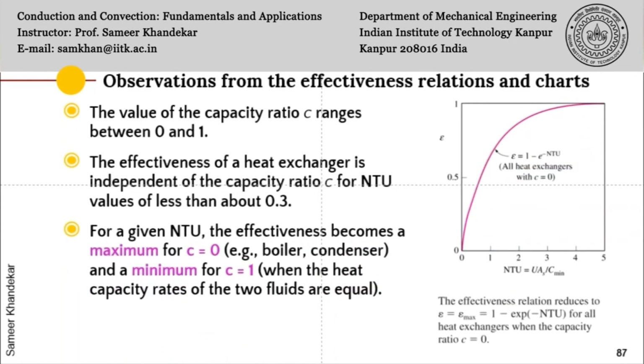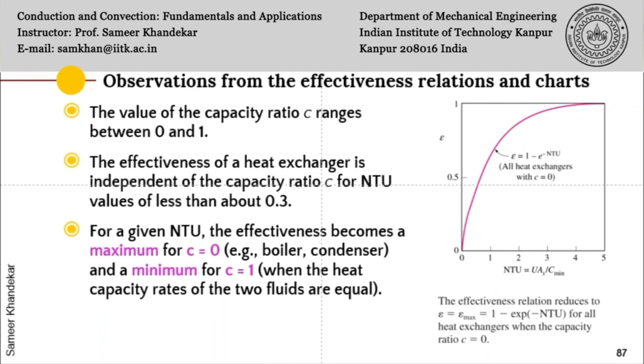So moving on, the effectiveness of a heat exchanger is independent of the capacity ratio for NTU values less than 0.3. We have already noted that. And for a given NTU, the effectiveness becomes maximum for C equal to 0. So that is also interesting. For any particular heat exchanger, when C becomes equal to 0, you will notice in any of the analytical expressions which you choose that your effectiveness becomes more.